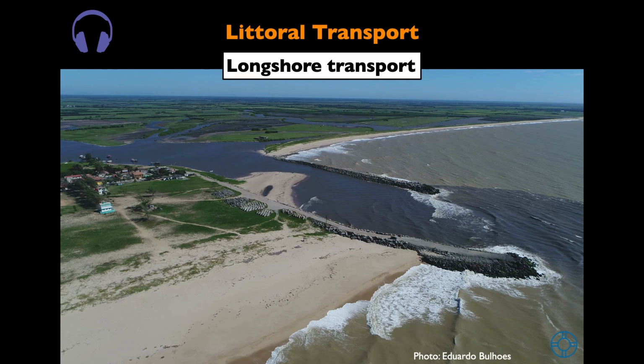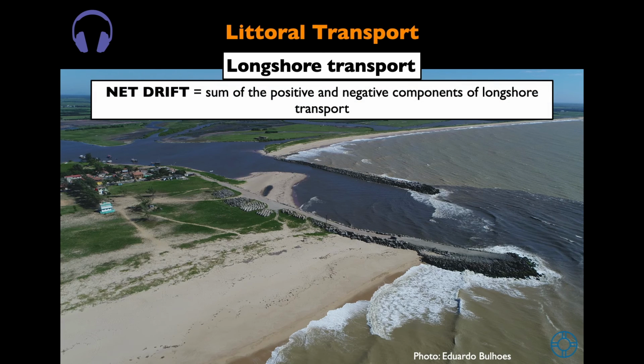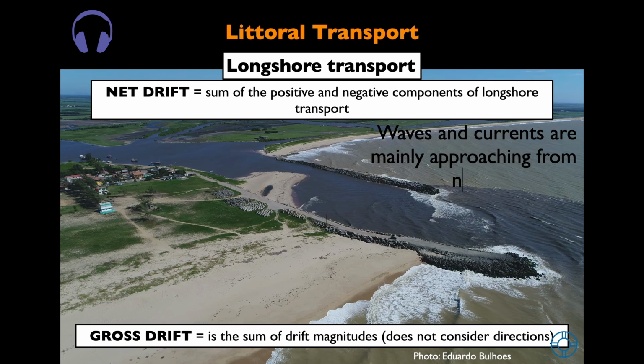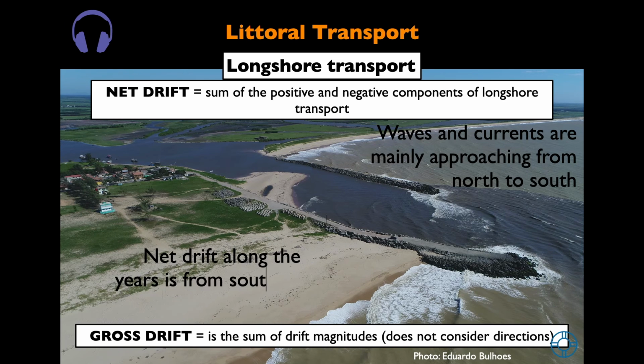Some more important concepts for the longshore transport are the net drift, that is the sum of the positive and negative components of longshore transport, and the gross drift, that is the sum of drift magnitudes, not considering direction. In this example, we can see clearly waves and currents approaching from north to south. But in this specific location, the net drift along the years is from south to north and forms that kind of pattern of coastal deposition that we can see in this image.